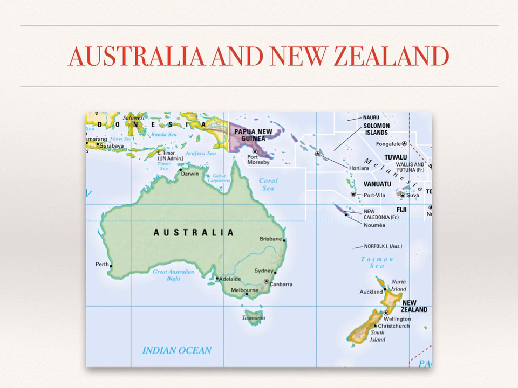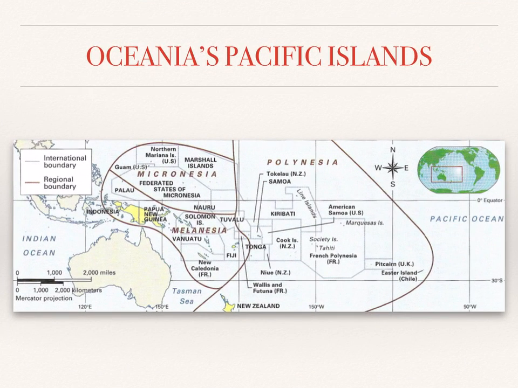Australia and New Zealand. Again, take a moment, pause here, identify the locations of Australia and New Zealand. Oceania's Pacific Islands. Take another moment, pause, identify the island groups. You can see the island groups of Melanesia, Micronesia, and Polynesia, and we'll talk about them later.